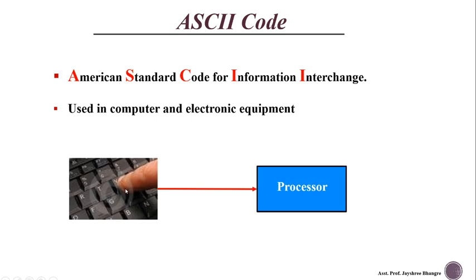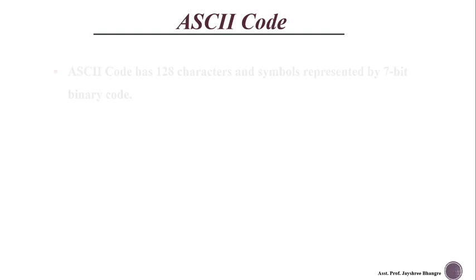Any keyboard that is available with computers or in electronic equipment uses the ASCII code. If we press the letter A, its equivalent ASCII code is given to the processor, whatever processing is needed is done in the processor, and the result is displayed on the console. So here the equivalent ASCII code for this A is provided to the processor.